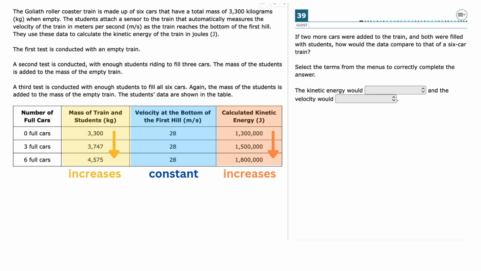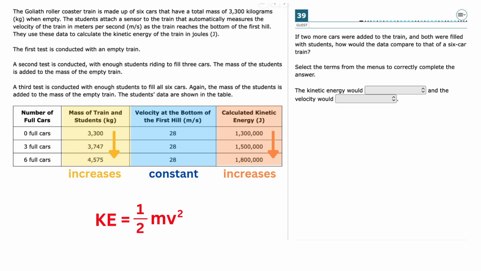This makes sense because kinetic energy depends on both mass and velocity. The formula for kinetic energy is kinetic energy equals 1/2 mass times velocity squared. Since the velocity stays constant, the only thing changing the kinetic energy is the mass. More mass means more kinetic energy.